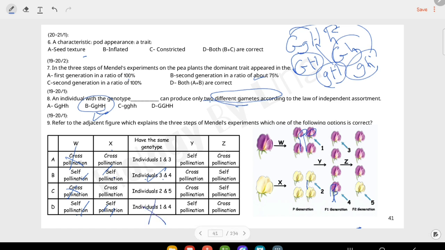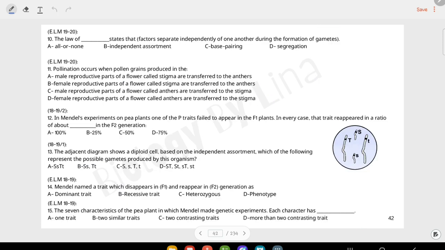What about Y and Z? Y is cross-pollination. Yes, this is correct. And this is also correct. What about Z? It's for self-pollination. So the correct choice will be B.